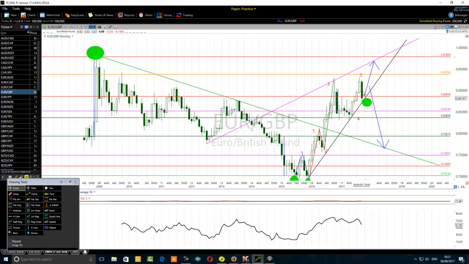All right. But apart from that pink trend line, we have a resistance also at 0.93742. So what are we doing here? We want to trade, we want to day trade, we want to swing trade, we want to position trade. We want to know where the key levels are.